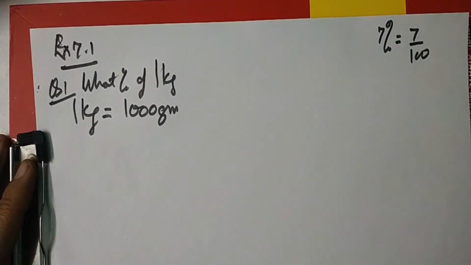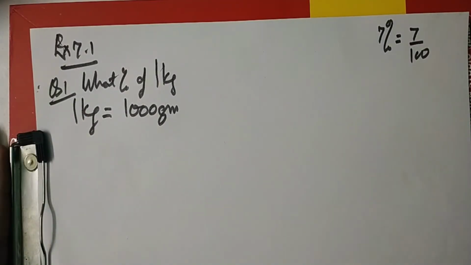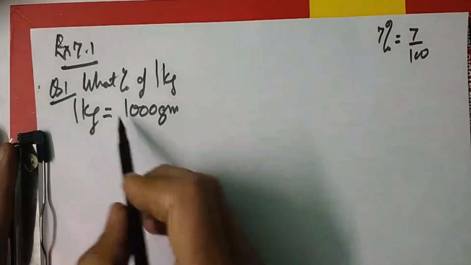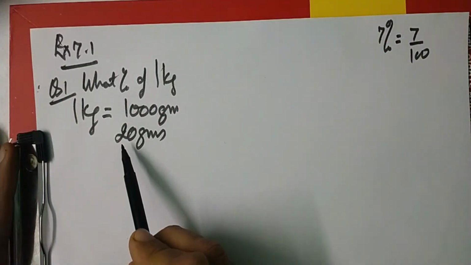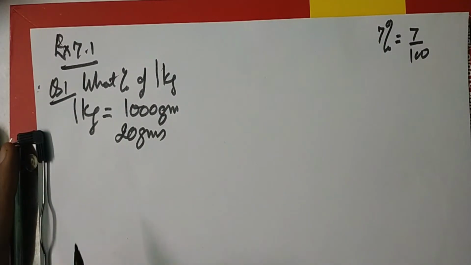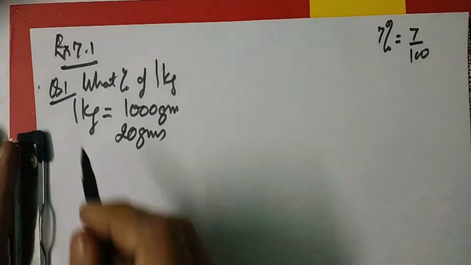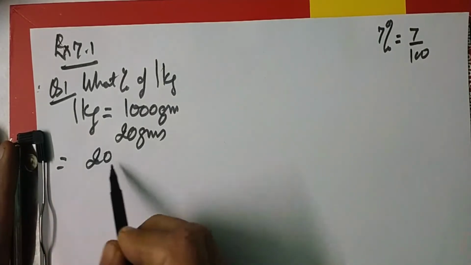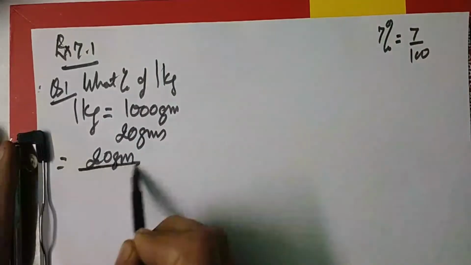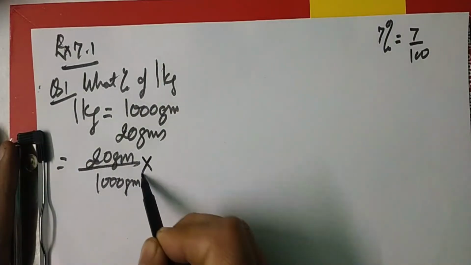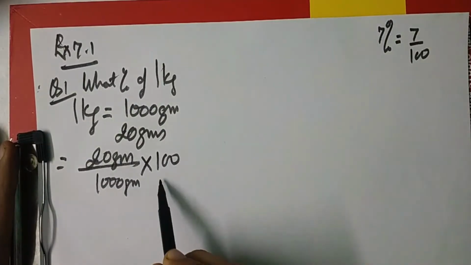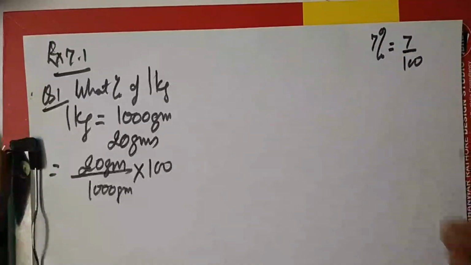It is just like your marks are given and you are asked to convert your marks into percent. So 20 is the marks which you have got and 1000 is the total. How will you convert your marks into percent? We will write 20 grams out of 1000 grams and then multiply it by 100.